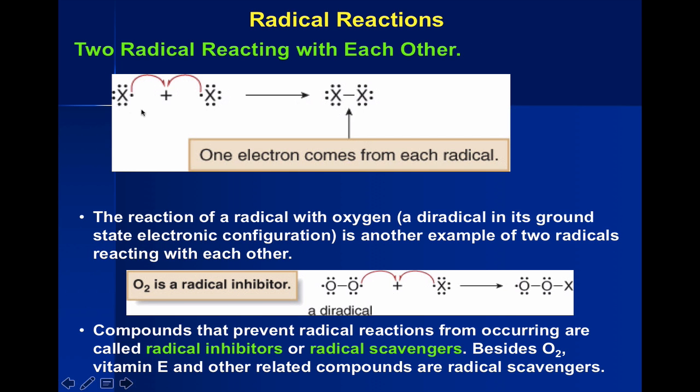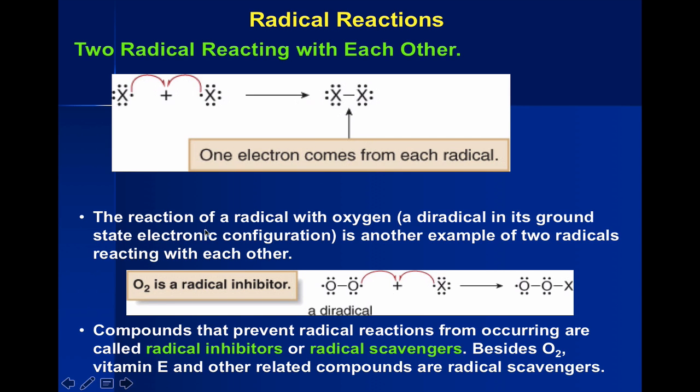We can also have radicals reacting with one another. So if we have two chlorine radicals that come into close proximity with one another, they will rapidly react to form a Cl2. And so that's why you don't have a whole lot of radicals in solution at any given moment in a radical reaction, because once they get close to one another, they immediately react. So the radical concentration is always low.